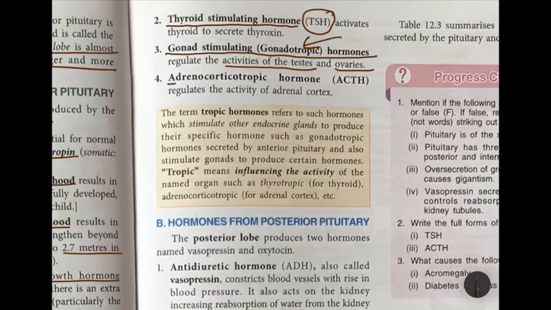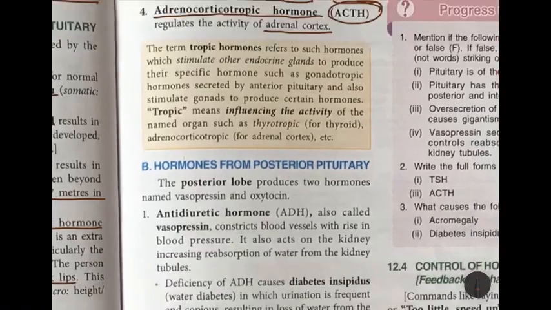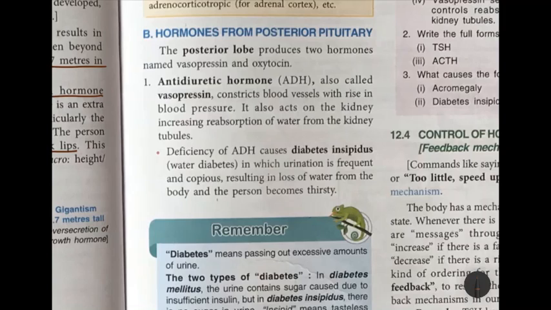Next is adrenocorticotropic hormone, ACTH, which regulates, as the name suggests, the activity of the adrenal cortex. If you remember, corticotropic hormones are produced in the adrenal cortex. Now the posterior pituitary, the posterior lobe, produces two hormones, vasopressin and oxytocin.